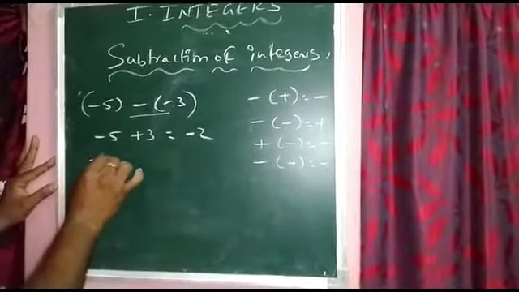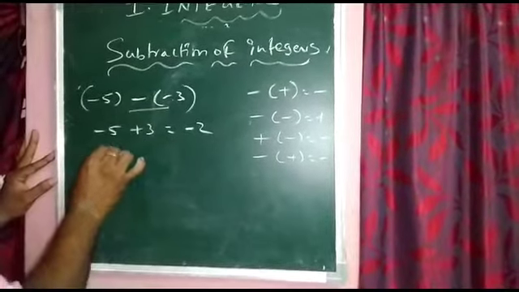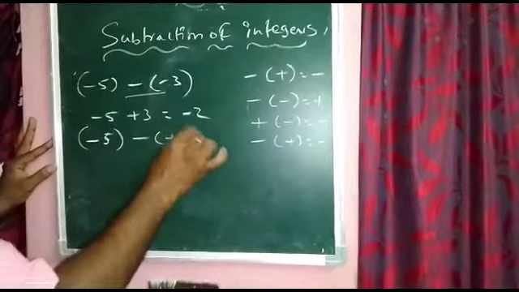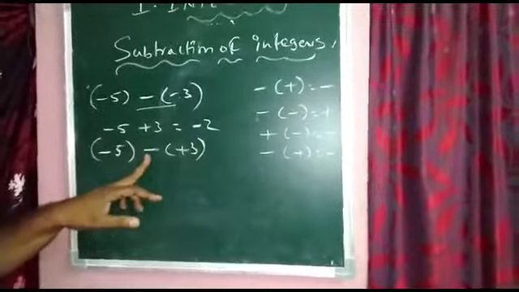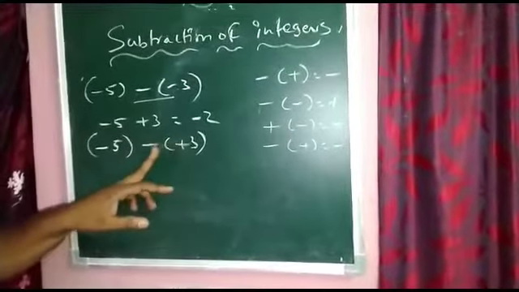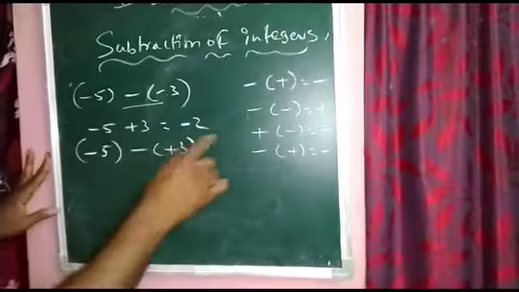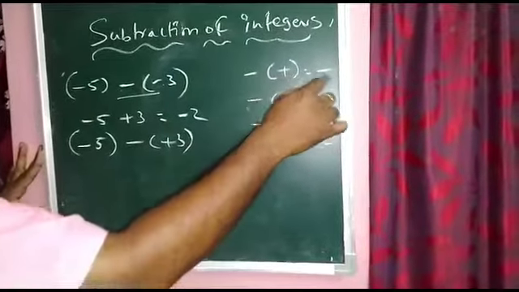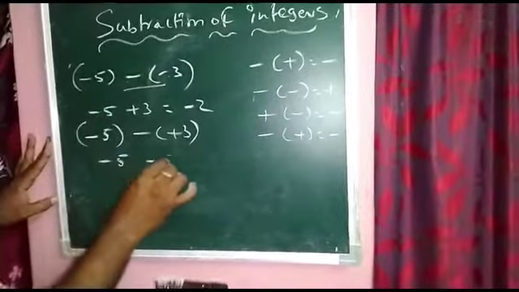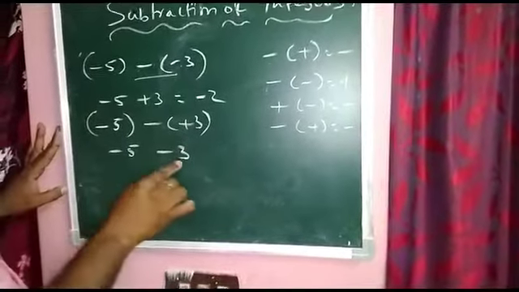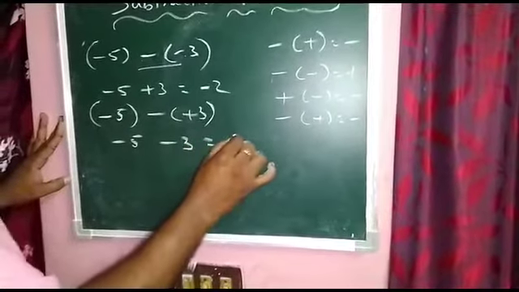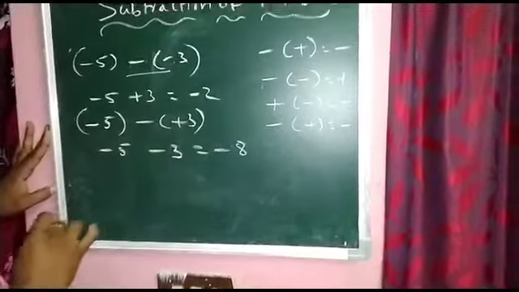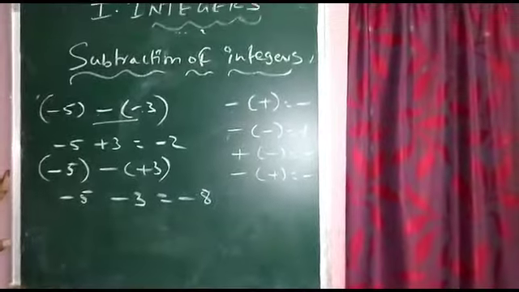Similarly, you will see minus of 5 minus of plus 3. Here see minus and plus. Minus into plus, what sign will come? That sign is minus. Minus 5 minus 3, these two are the same signs. That answer is minus 8. Two same signs are there, and we already learned this before in the exercise.